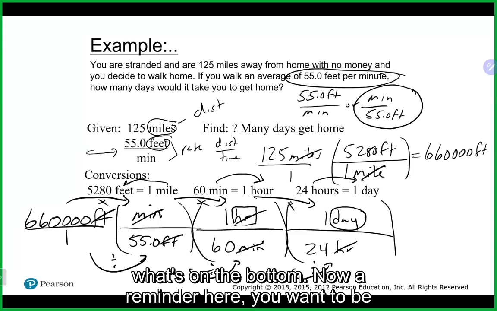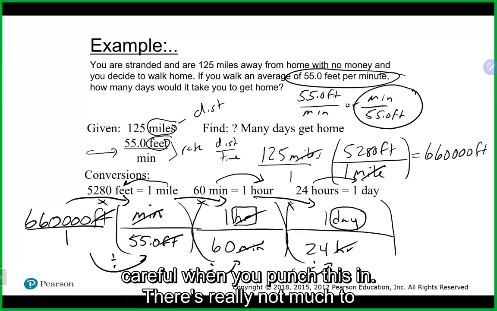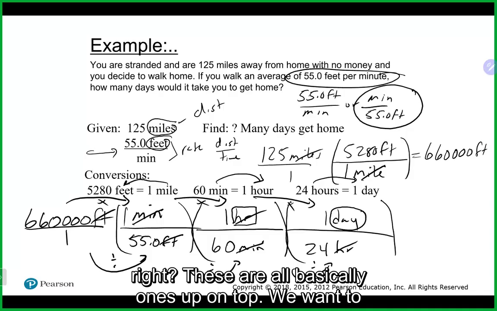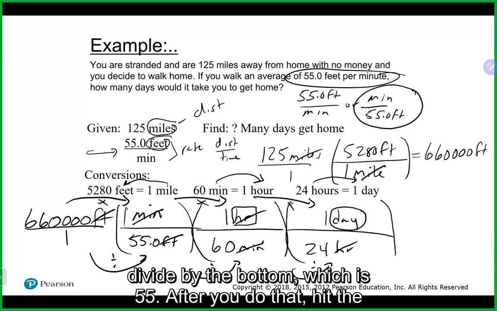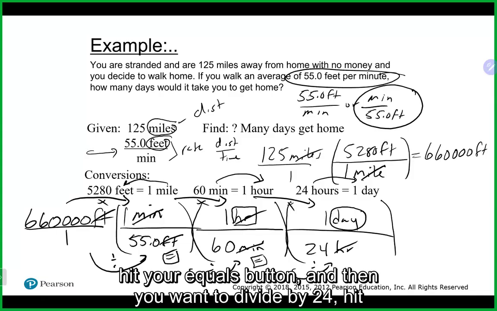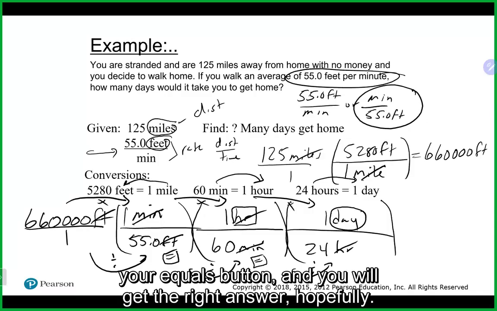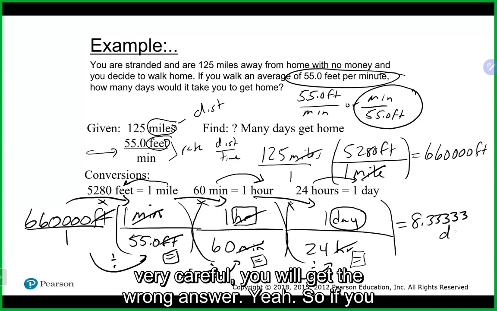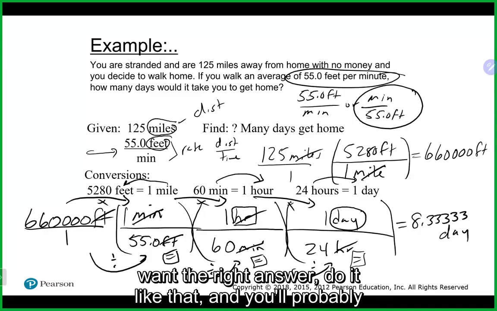Now, a reminder here, you want to be careful when you punch this in. There's really not much to multiply up on top since they're all basically ones, right? These are all basically ones up on top. We want to divide by the bottom, which is 55. After you do that, hit the equals. Then you want to divide by 60. After you do that, hit your equals button. And then you want to divide by 24, hit your equals button. And you will get the right answer, hopefully. Again, if you try to punch all that in at once and you are not very careful, you will get the wrong answer. So if you want the right answer, do it like that, and you'll probably be in good shape.